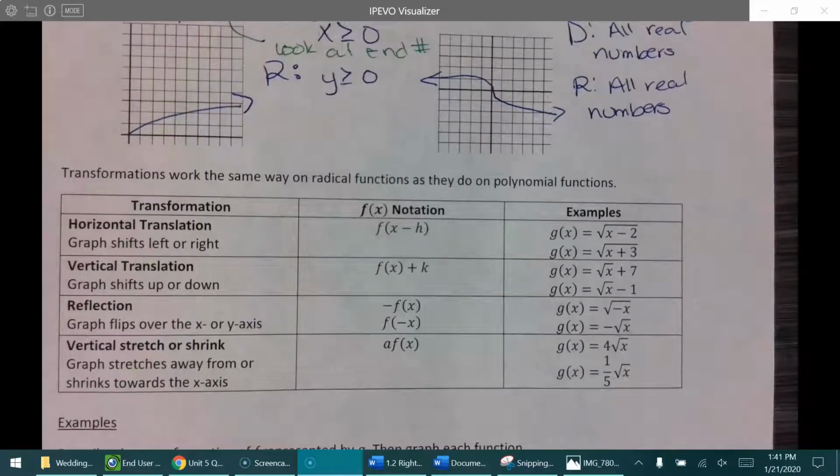Okay, so this is just going over the different kinds of things we've talked about over and over again this year. Horizontal translations where it moves the graph left and right. Remember, negative is right, positive is left.